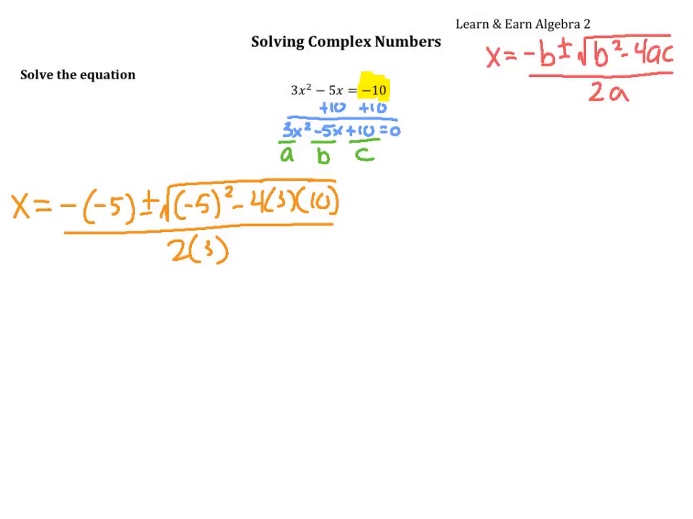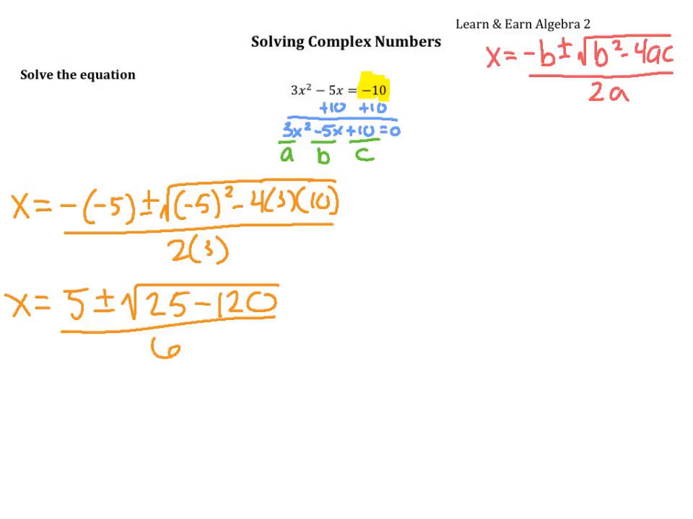Now the next step, I'm going to simplify everything. x equals, a double negative is going to be a positive, plus or minus, b squared is going to be 25, minus 4 times 3 times 10 is going to be negative 120, over 6, because of 2 times 3. Now, I need to simplify the inside of the square root. So I get x equals 5 plus or minus the square root of negative 95 over 6.